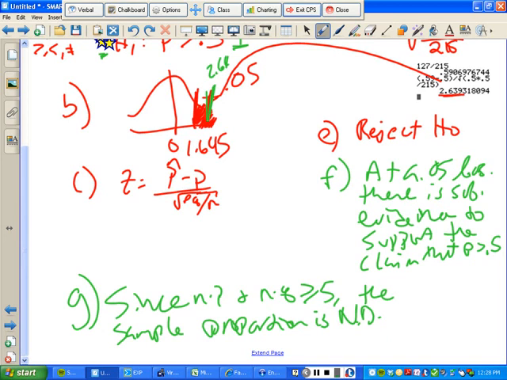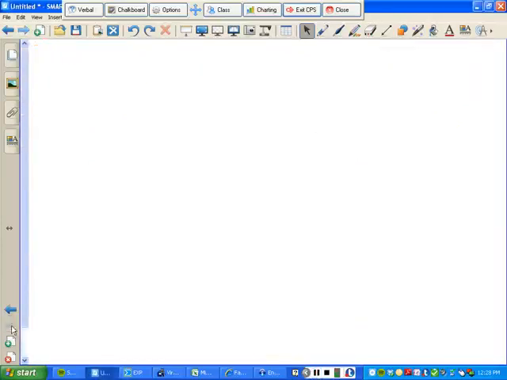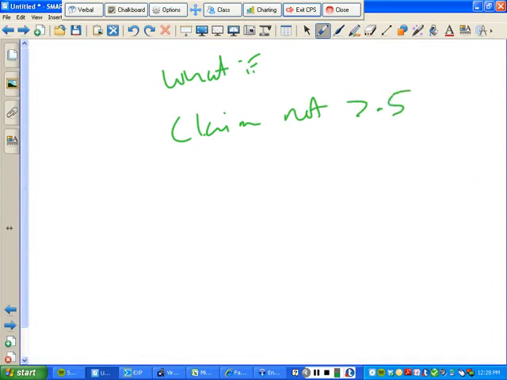Any questions on that? It's a really good question. The question was, what if the claim was not greater than 0.5? What if it were equal to 0.5? And how does that change that picture that we saw?